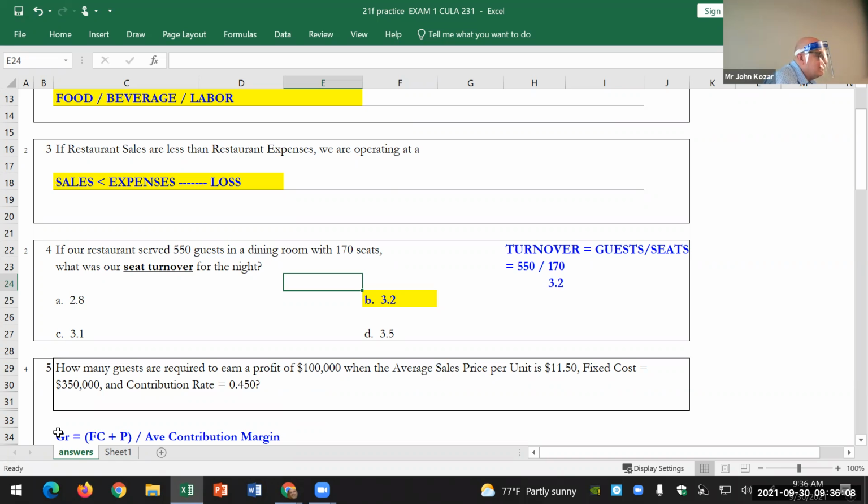Okay, so this is the formula that we're using. The number of guests required is going to be equal to the fixed cost plus the profit divided by the average contribution margin. Okay, so we can see fixed cost is 350,000 and profit is 100,000. So we can figure out that part. How do we figure out the average contribution margin?